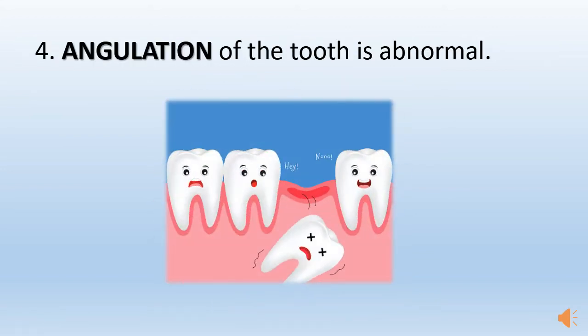Now the other factor can be wherein the angulation of the tooth is abnormal. That means the direction in which the tooth should actually be oriented for eruption, that angle of orientation, is deviated and it is placed in some other direction, then obviously the tooth will erupt in that particular direction itself.